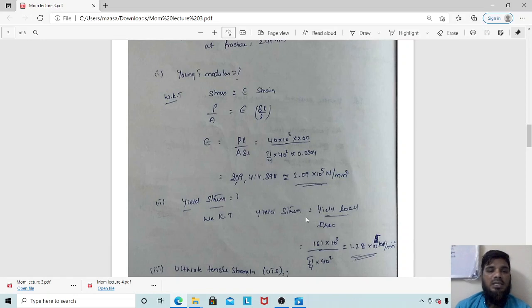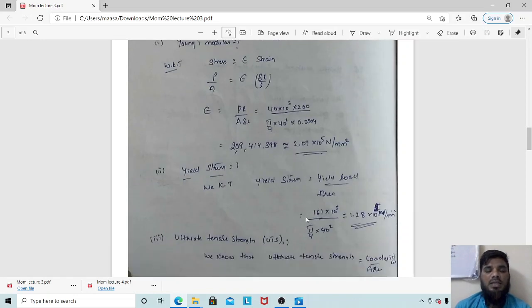Next is yield stress. When I say yield stress, what do you know? What we know about stress is nothing but load upon area. When they say yield stress, you have to take yield load upon area. So the yield load they have given you is 161 into 10 to the power of 3. Now the area, they have given the diameter, so we can find pi by 4 into 40 square. 40 is your diameter. With that you are going to obtain 1.28 into 10 to the power of 2 Newton per mm square.